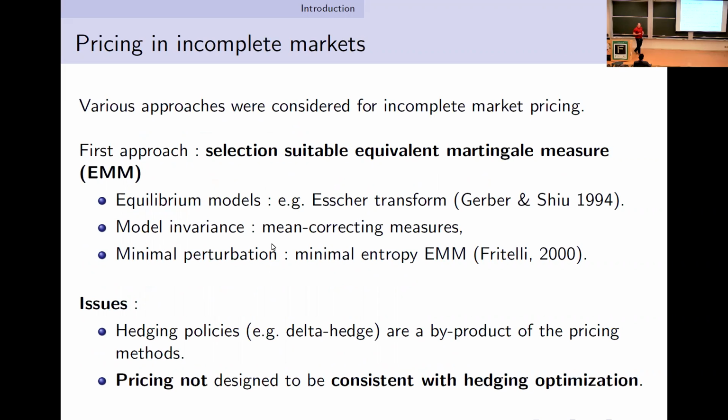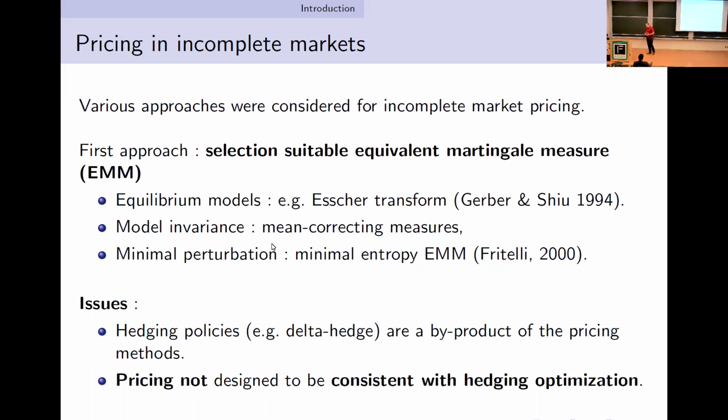The most common way to do that is through selecting a suitable martingale measure. So there are multiple criteria to decide on a martingale measure to be used. Some equilibrium models lead to some martingale measures, such as the Esscher transform. You also have a model invariance criterion, where you just use a mean correcting procedure to change the drift but leave the structure of the model intact. Or you have minimal perturbation or minimal entropy martingale measures that you can use. So there exists a plethora of martingale measures that you can use.